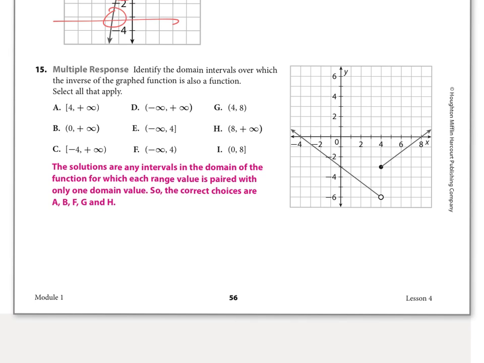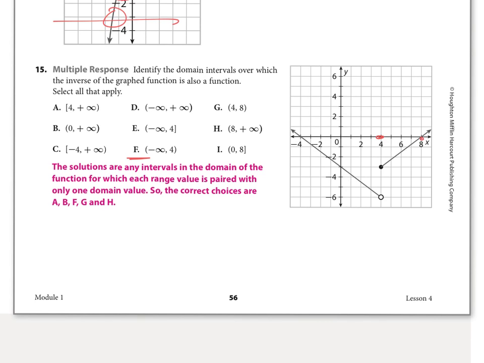So let's talk about F, -infinity to 4. So if we go from -infinity to 4, that means all of this portion right here is not included because it's 4 on. And because it's non-inclusive of 4 here, then all I'm doing is this part right here. And every time I only hit it 1 time. So that works. G is from 4 to 8. So here's 4. Here's 8. So draw it here. And again, I only hit it 1 time. So the inverse works there.